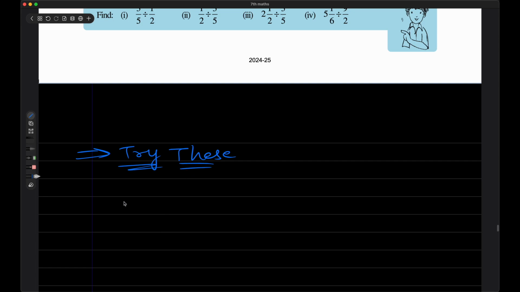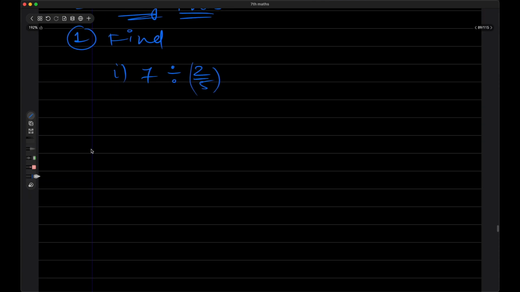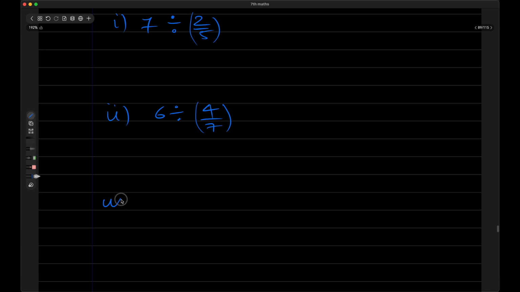Question number 1 is, we have to find first 7 divided by 2 by 5. Then second, we have to find 6 divided by 4 by 7. And third is 2 divided by 8 by 9.